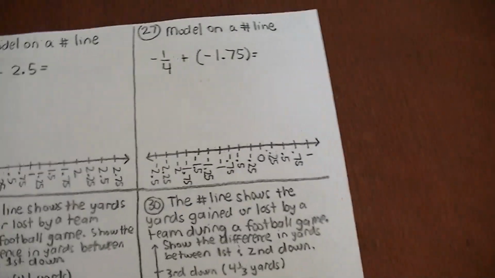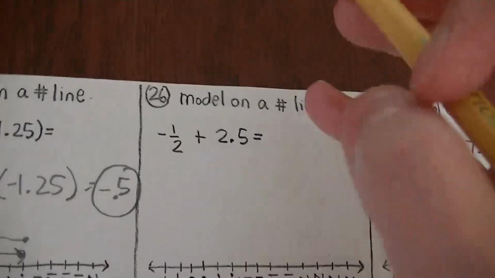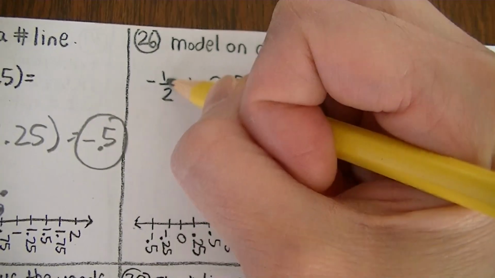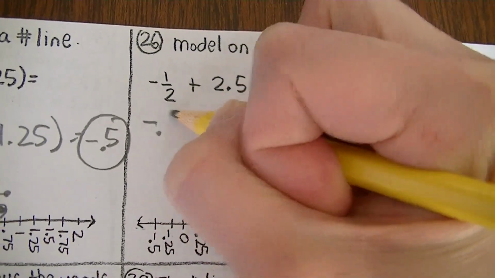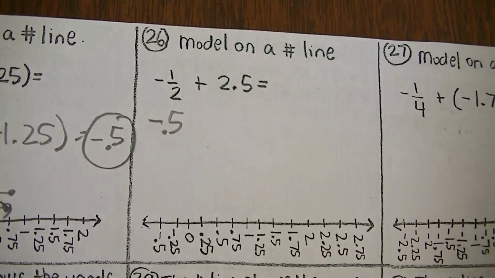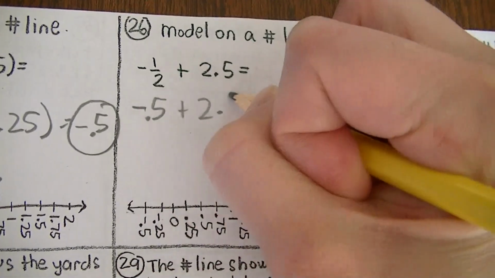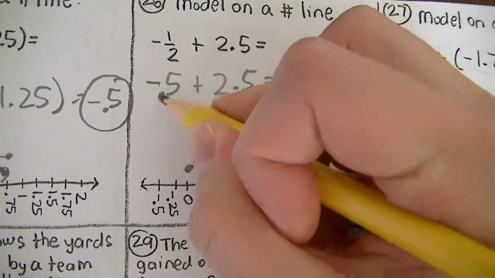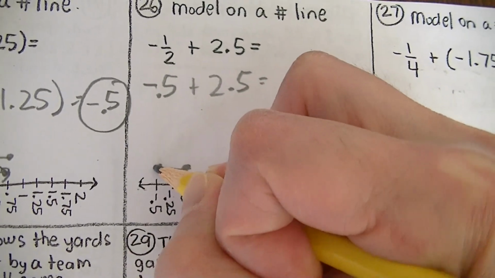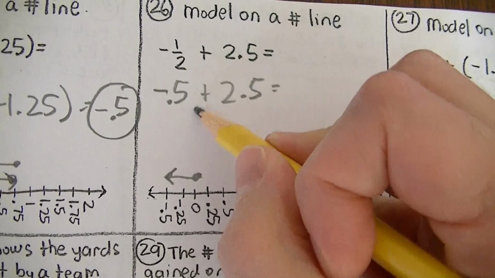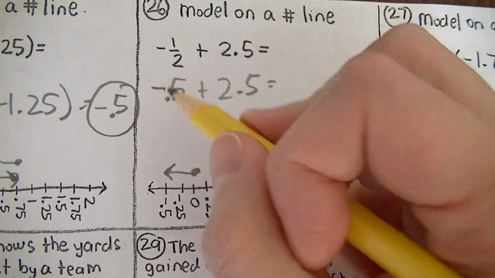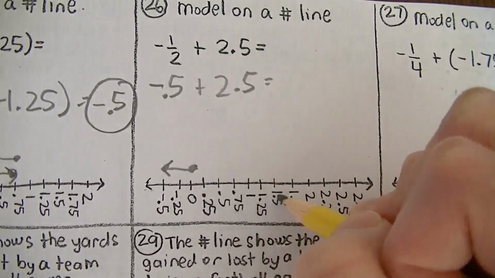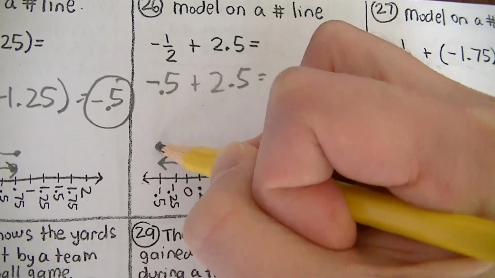Problem 26, model on a number line, negative 1/2 plus 2 5/10. Number lines in decimals, so I'm going to turn this into a decimal. Negative 1/2 is the same as negative 5/10 because you go 1 divided by 2 and you get 5/10. So start at 0 when modeling with vectors to the right, 5/10. And now I got to go to the left 5/10 because it's negative. I need to slow down. Now I need to go to the right 2 5/10. We're counting by 25 hundredths.